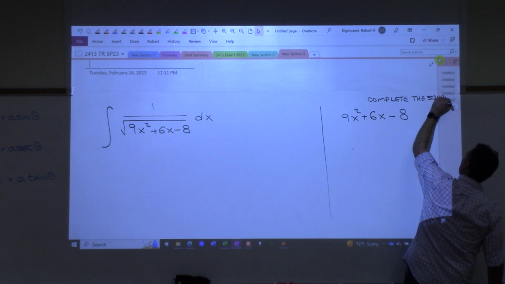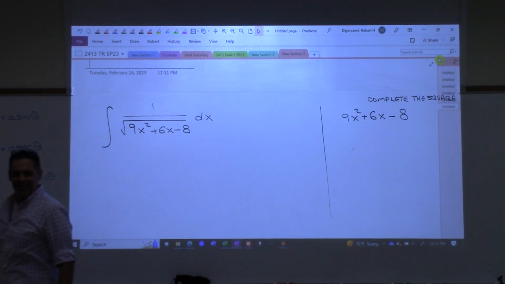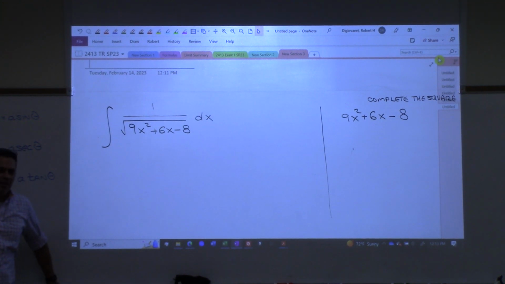Why does everyone throw up in their mouth when I say complete the square? What is the problem with complete the square? Why do y'all hate it so much? Same thing if I say long division, which I'll say next class. Then everyone goes crazy. They just don't teach it well. Yeah, it just never makes sense. Okay, let's not overcomplicate it. All right.